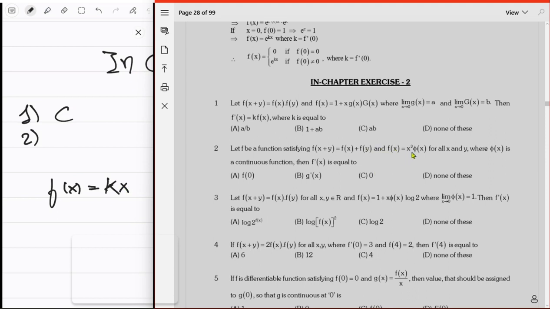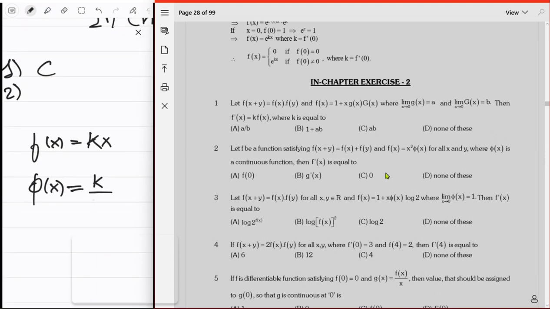And f(x) is equal to x cube phi of x. So phi of x is basically f(x) upon x cube. That's what you're saying, right? Phi of x is equal to k upon x square, for all x and y, where phi is a continuous function. Well, this doesn't look so continuous. At x equal to 0, it's not continuous, unfortunately. F dash of x is equal to, it could be k. We know a way that this could be made continuous by assuming k equal to 0, right?